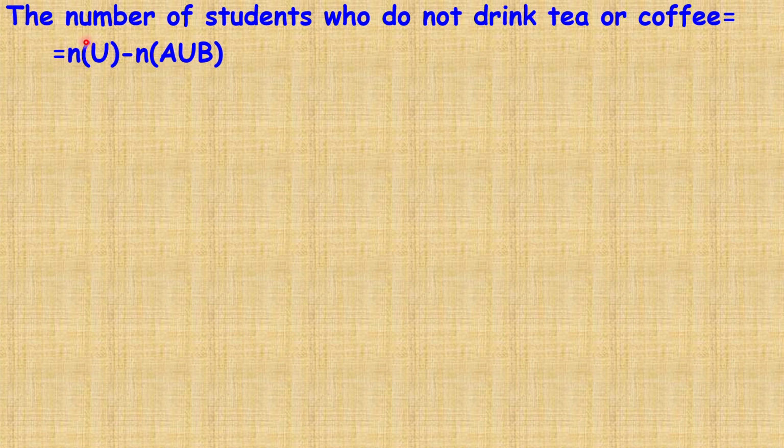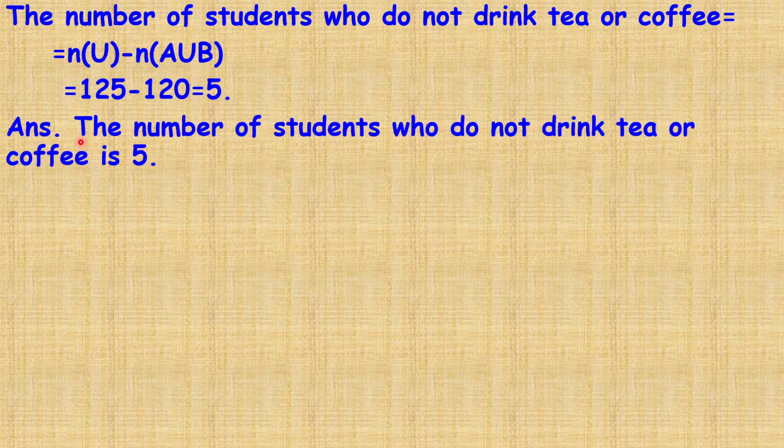We have to find the number of students who do not drink tea or coffee. The total number of students in the hostel is 125. Therefore, the number of elements in the universal set minus the number of elements in A union B. That is 125 minus 120, which is equal to 5. Therefore, the answer is the number of students who do not drink tea or coffee is 5.